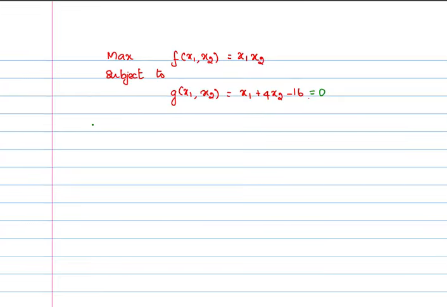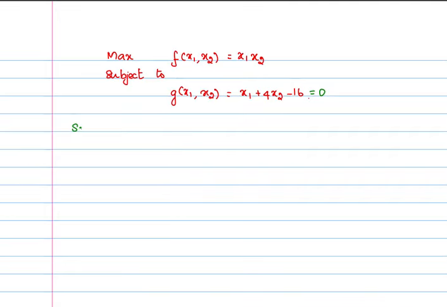So what is the problem? It says we want to find the point x1 comma x2 on the line x1 plus 4x2 minus 16 equal to 0 that gives the highest possible value for the surface x1 times x2.